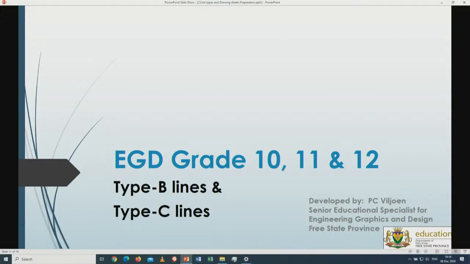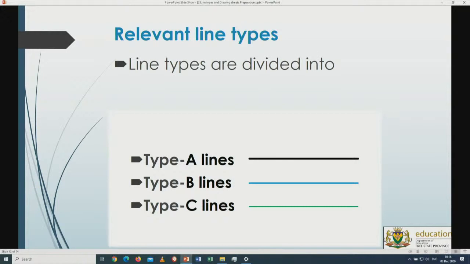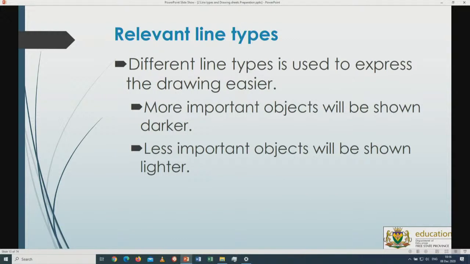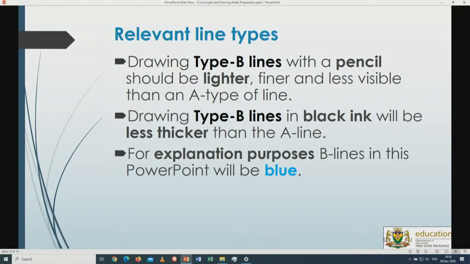And then you get your type B and your type C lines. Now again, with the purpose of the slides itself, it will be blue lines for the type B lines, and the type C lines will be green lines. That's also a bit less important, but not as important as the outside lines. And in ink, that will be a bit thinner than the type A lines. So you will be seeing it as a less thick line.